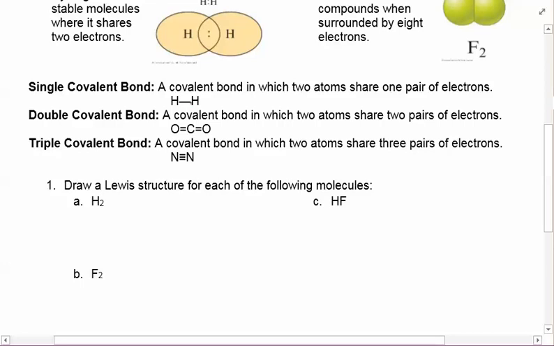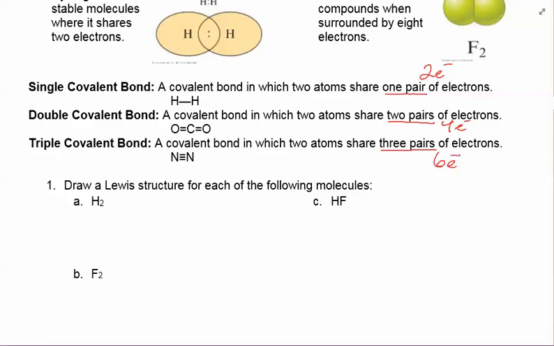A double covalent bond is a covalent bond in which 2 atoms share 2 pairs of electrons. So rather than 1 pair, we now have 2 pairs. So 1 pair is 2 electrons, 2 pairs is 4 electrons. And 3 pairs of electrons in a triple bond would be 6 electrons. You can actually have a quadruple bond. They're kind of rare. We don't really worry about them in this course, but you can have it. It would just be 4 pairs, and it would have 4 lines. Again, they're pretty rare.